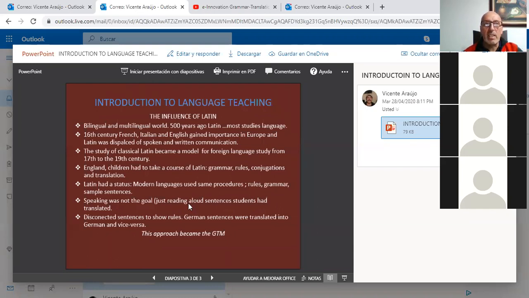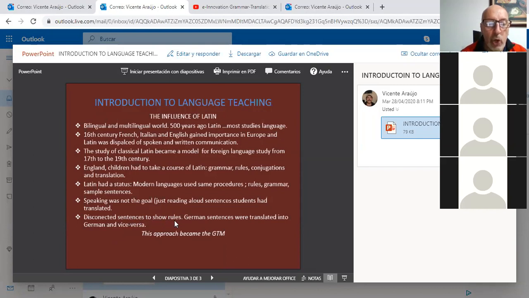So you translate a sentence. For example, yo trabajo en la universidad. Translate. I work at university. Solo eso es lo que se pronunciaba. But conversation was not important. So it was disconnected sentences that were taught to show rules.